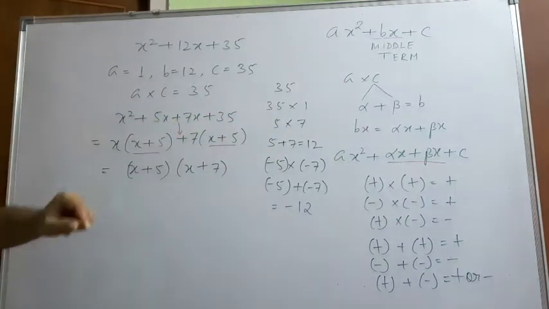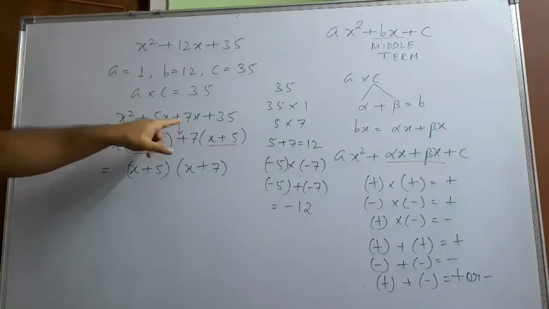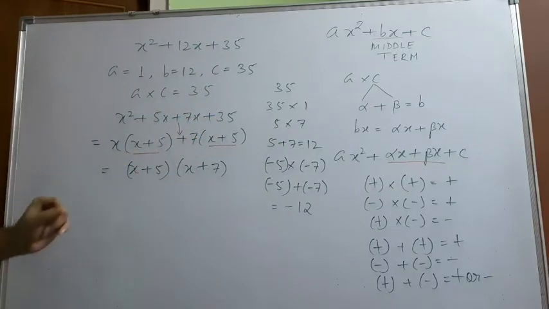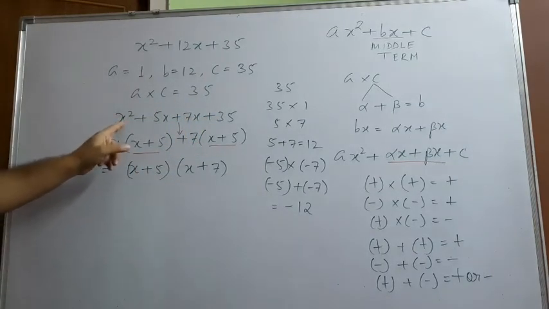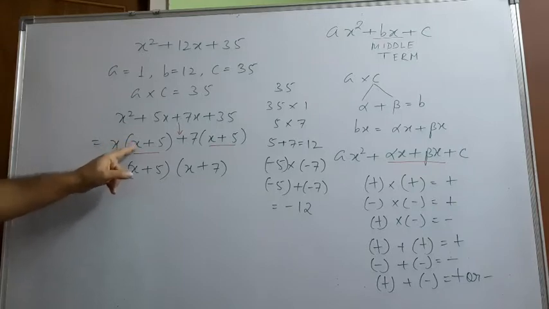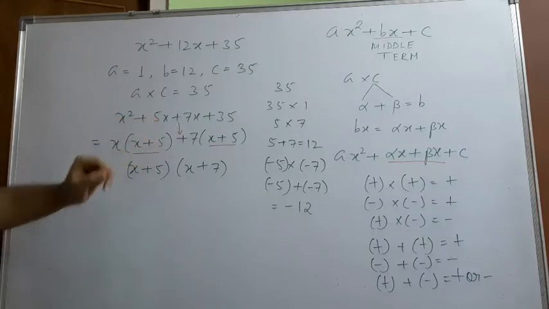So 5x and 7x. Then I take common now. After splitting it, after writing it as sum of 4 terms, now it is the turn to take common. So from x square and x, I can take x common. And here regarding coefficient, 1 is common. So 1x means x. So if I take x, then x into x square, x into plus 5 is 5x. So x into x plus 5.